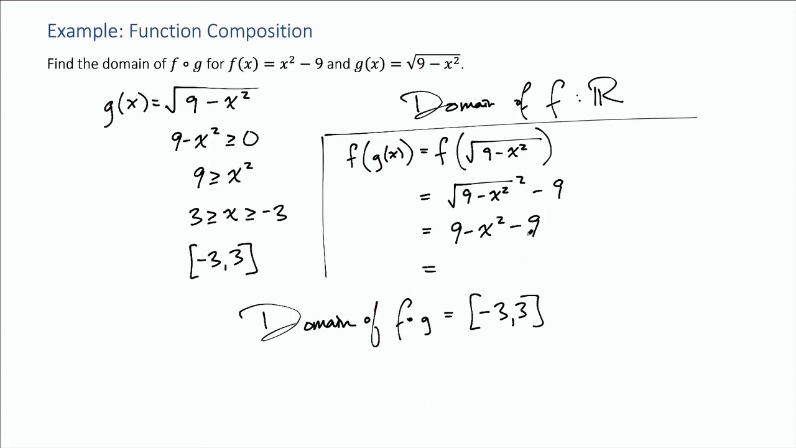Now we can simplify one more. We've got 9 minus 9. Those cancel. We simply get negative x squared. So the composition f composed with g, even though it simplifies to negative x squared, we actually only have the portion of this function from negative 3 to 3 for our x values.